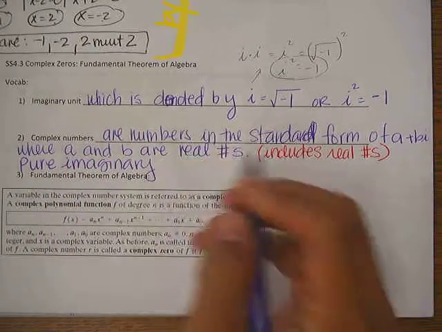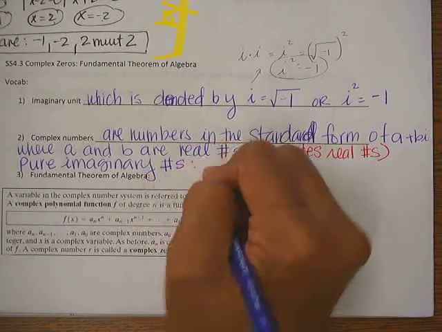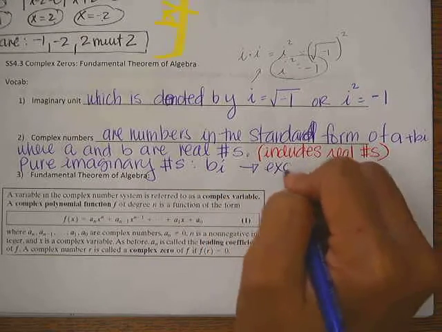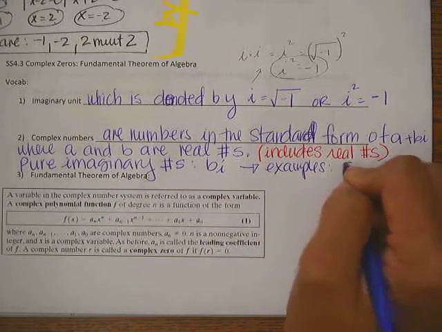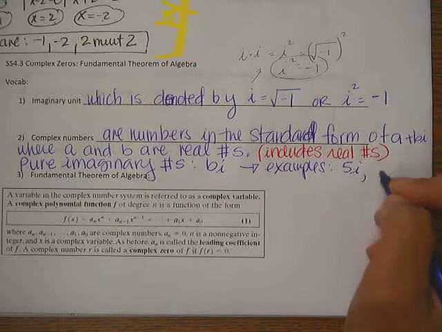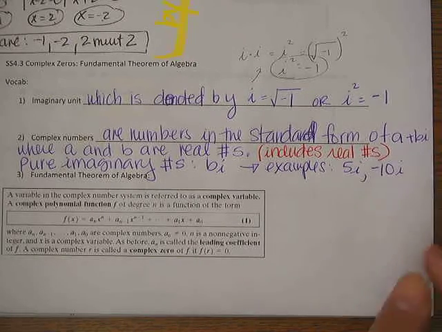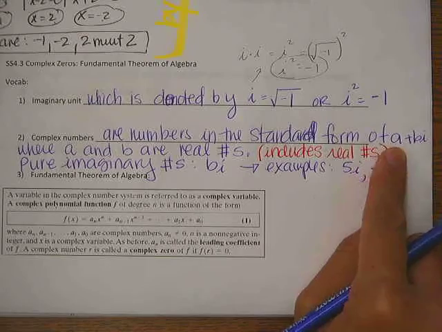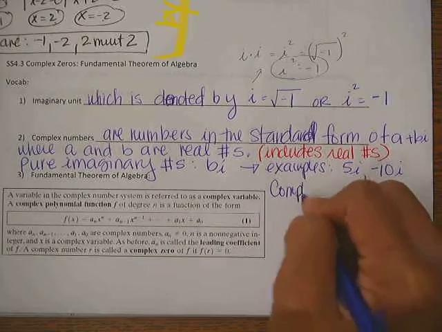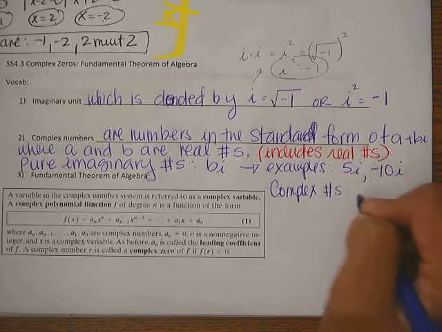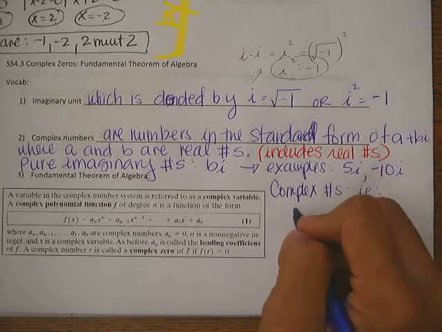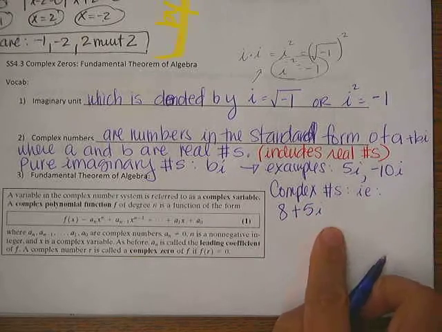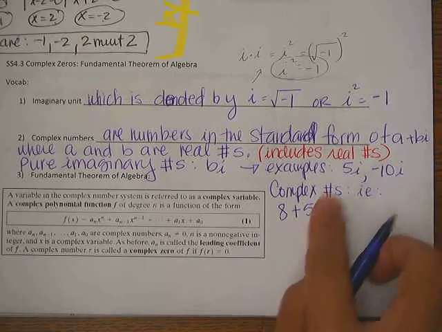Pure imaginary numbers are just called bi. For example, 5i, that's pure imaginary, or -10i. Those are all pure imaginaries. Now, complex numbers, examples are, for example, I can go 8 plus 5i. Because it has a real number and then imaginary, now it's called a complex.